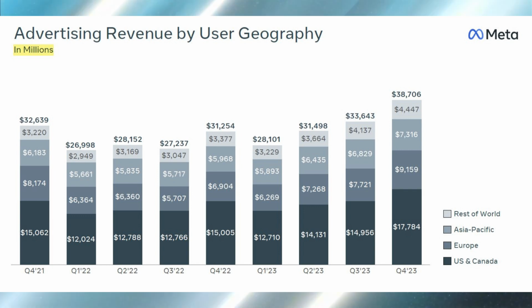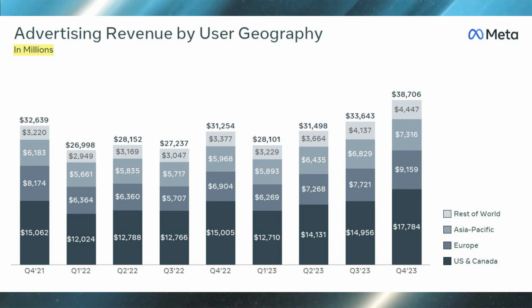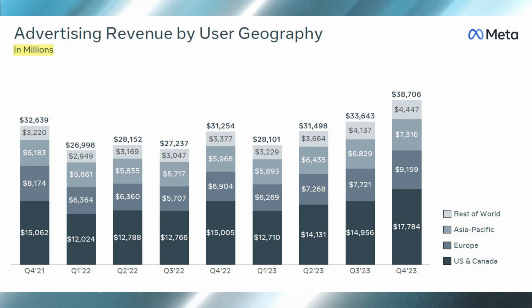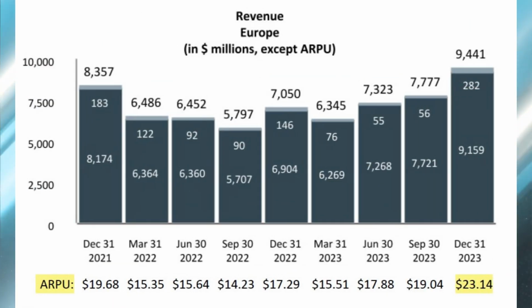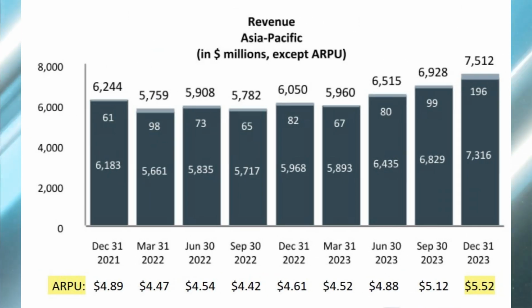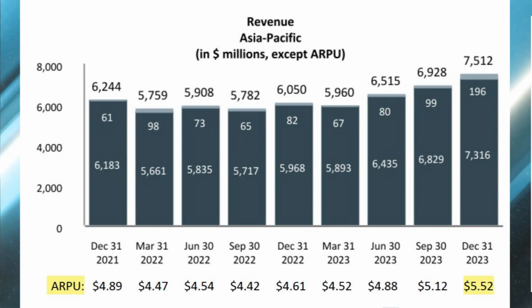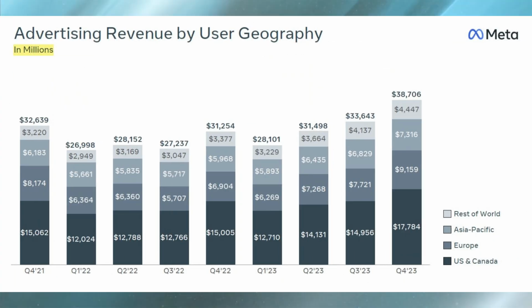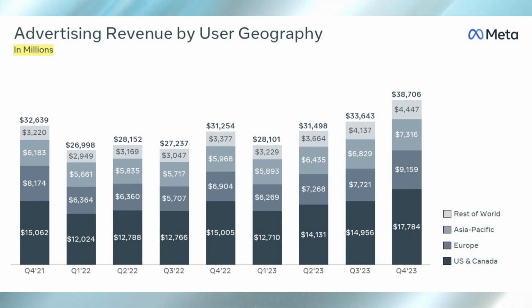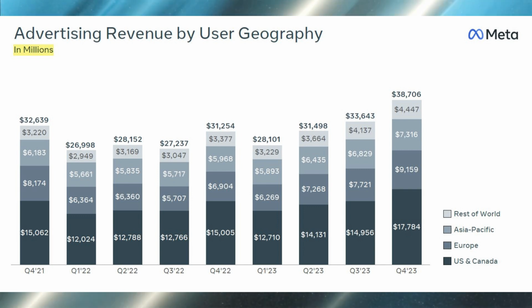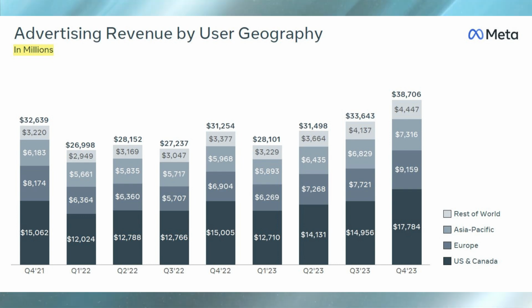However, it's worth noting that users in different parts of the world don't contribute equally to advertising revenue of Meta. If we take Facebook, for example, in North America, the average advertising revenue per user was $68.44 last year. By contrast, in Europe, it was only $23.14, and even less in Asia Pacific at $5.52. Here we see total advertising revenue for the fourth quarter split by geographic area, and we notice that US and Canada bring the largest portion of revenue to Meta, followed by Europe, then by Asia Pacific, and the rest of the world.